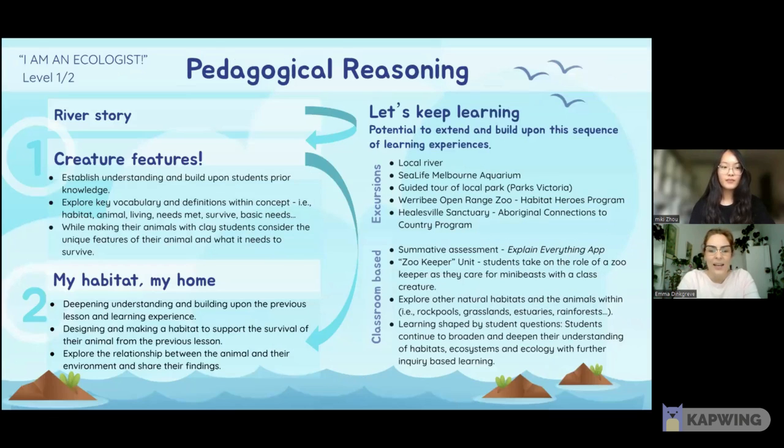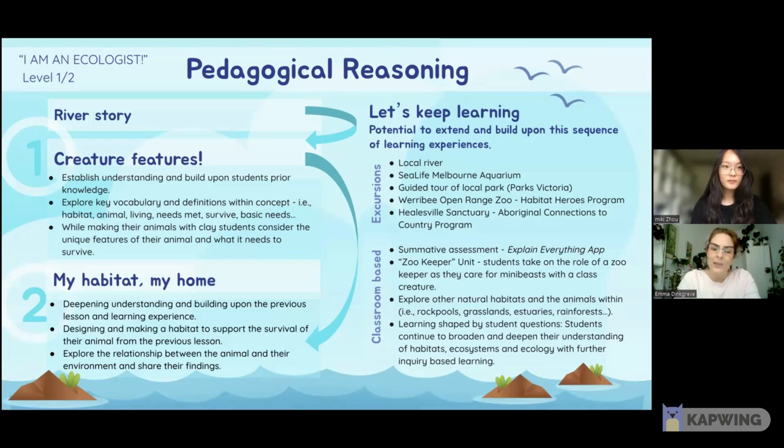Creature Features, or Lesson 1, is the first of our STEM learning experiences. It follows on directly from the class exploration of a river story, with clear connections being made as students consider the animals that call the freshwater habitats of their rivers their home, while also exploring the key vocabulary and ideas associated with habitats. Lesson 2, My Habitat, My Home, sees students building upon the previous learning experience as they design and make a habitat to support the survival of their animal.